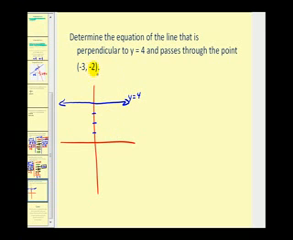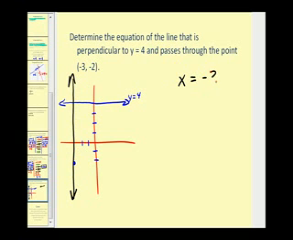So let's plot this point here and figure out what the equation would need to be. Here's the point negative 3, negative 2. So the only line that would pass through this point perpendicular to this horizontal line would be this vertical line here. So the question becomes, what is the equation of this vertical line? Remember that the equation of any vertical line is in the form of x equals a constant. So if it passes through the point negative 3, negative 2, the equation must be x equals negative 3.